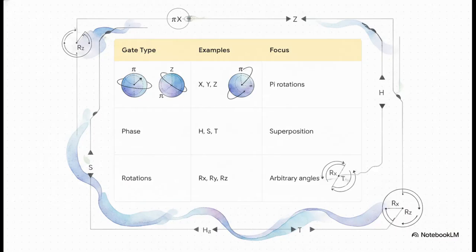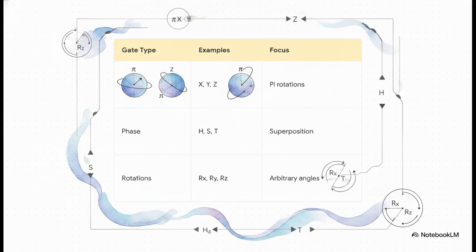Think of this as the basic vocabulary of quantum circuitry. You've got your Pauli gates, X, Y, and Z, which execute pi rotations around the axes of the Bloch sphere. Then you have your phase and superposition gates like the Hadamard or H gate, which creates superposition, as well as the S and T gates, which shift the phase. And then you've got continuous parametrized rotations like Rx, Ry, and Rz, which let you rotate by arbitrary angles.